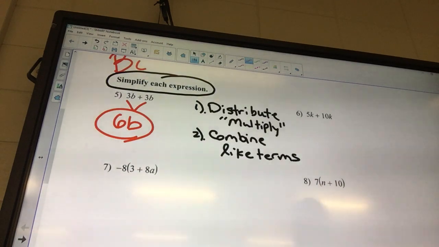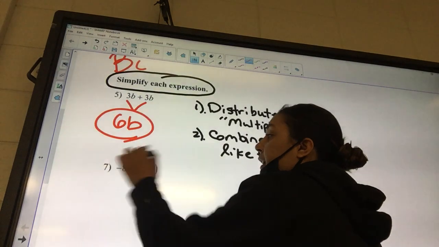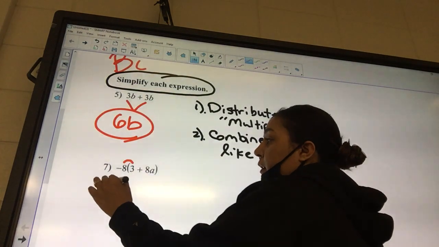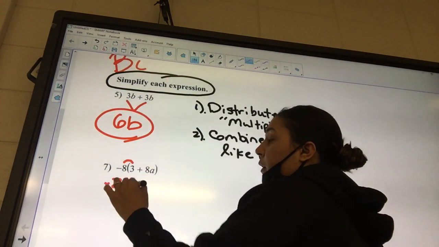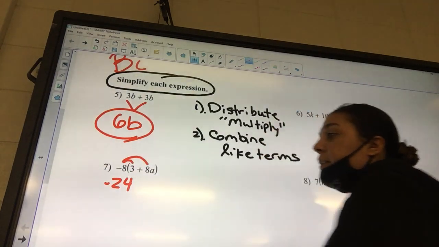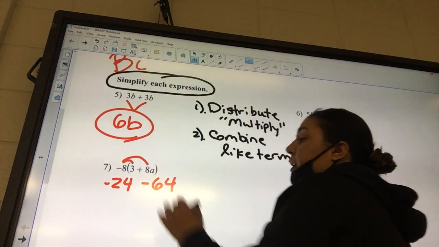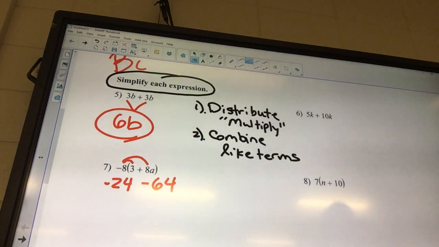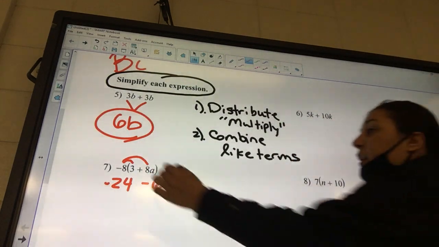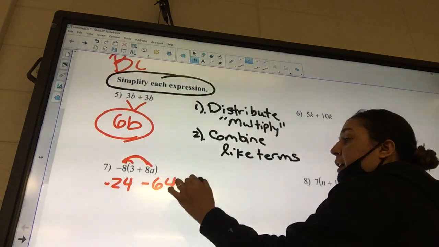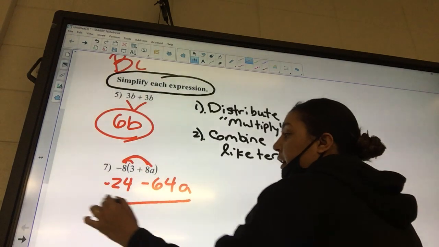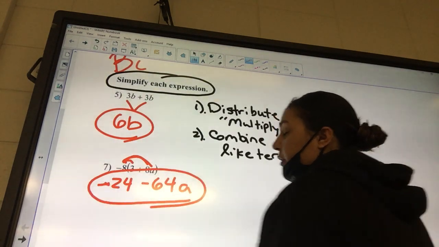Okay, the next one, is there parentheses there? Yes, so we need to distribute. So negative 8 times 3 is going to be negative 24. Negative 8 times 8 is going to be negative 64. And how many A's do we have? 1. Okay, from here to here, there is 1 A, so put it back down. And then there's nothing there to combine, so that is our answer.